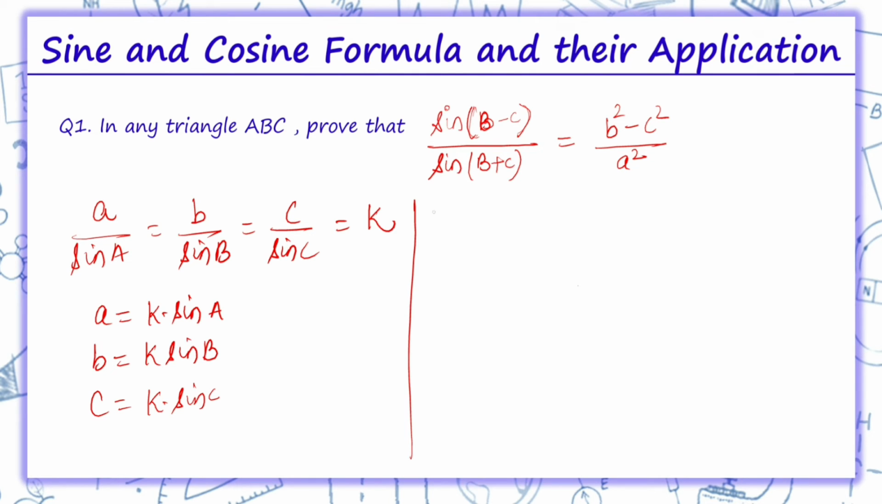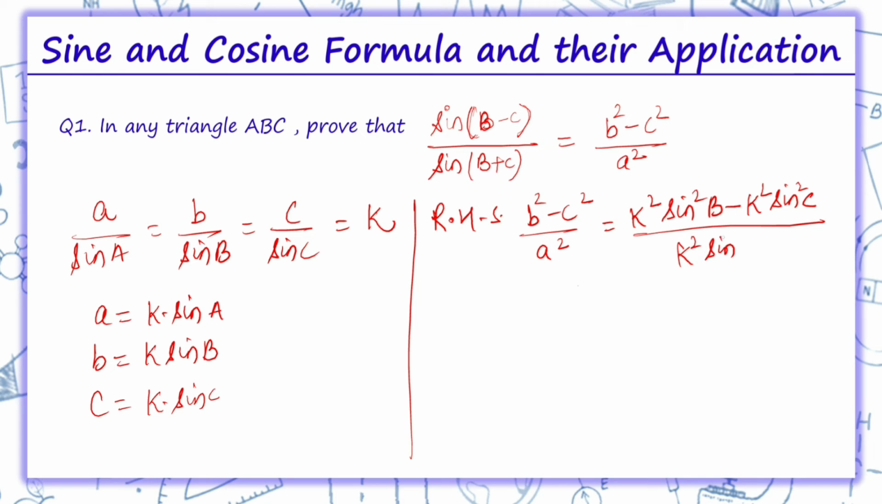Now we will be solving the RHS part, which is B square minus C square upon A square. Here B square will be written as K square sine square B minus K square sine square C upon K square sine square A. I will take K square common, and K square from numerator and denominator will be cancelled out. Since over here it is sine square B minus sine square C, it will be written as sine of B plus C into sine of B minus C.